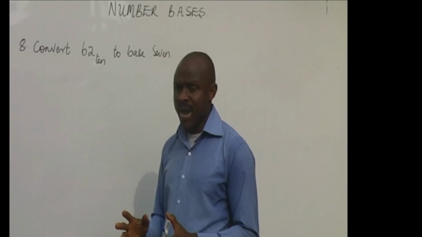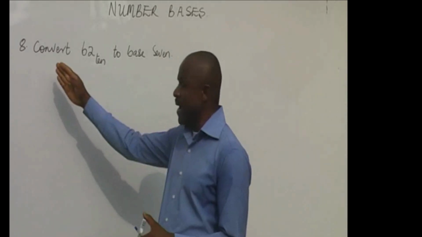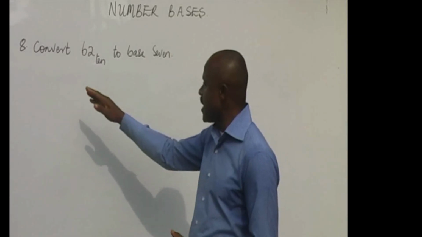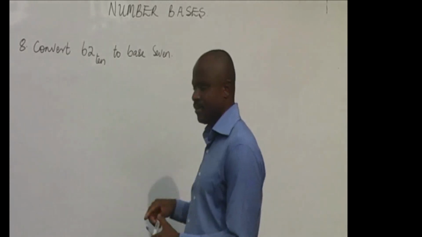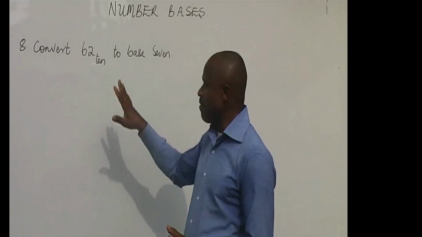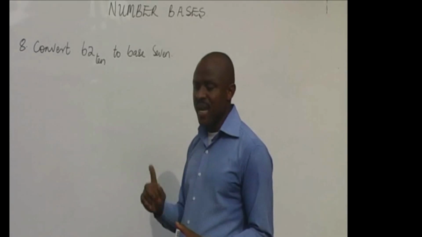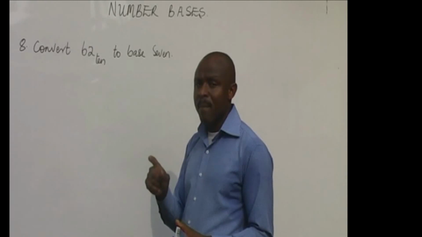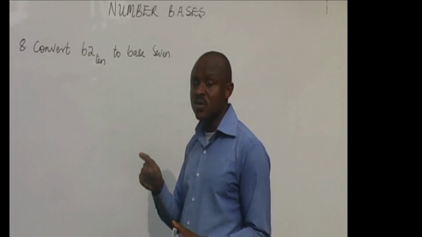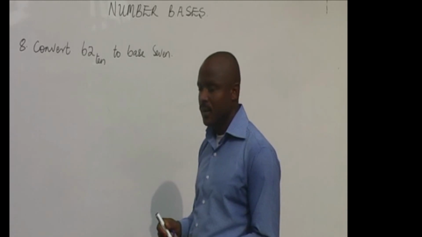Now I want us to commence converting from base 10 to other bases. The first question we start with is question number 8, which says that we should convert 62 base 10 to base 7. If you are given a number in base 10 to convert to any base, begin to divide that number in base 10 by the new base you want to convert it to, progressively, the way I'm going to illustrate to you now.